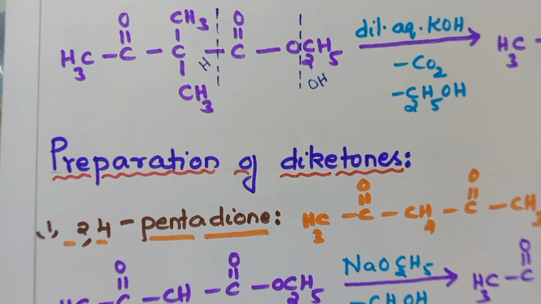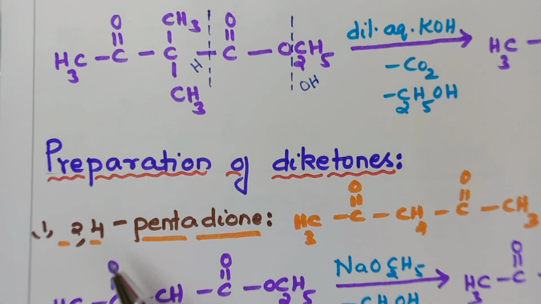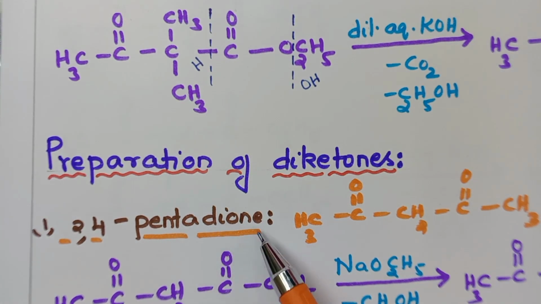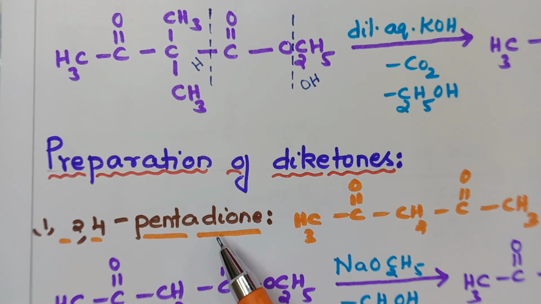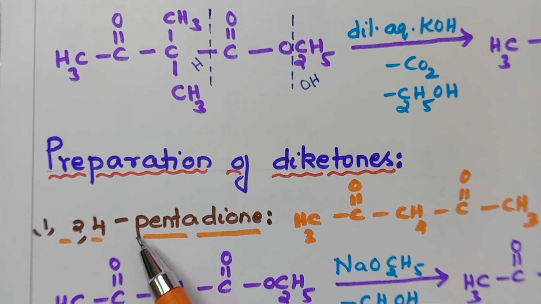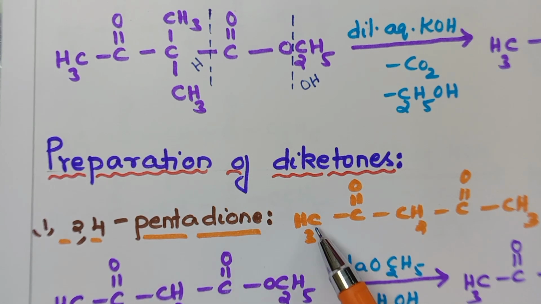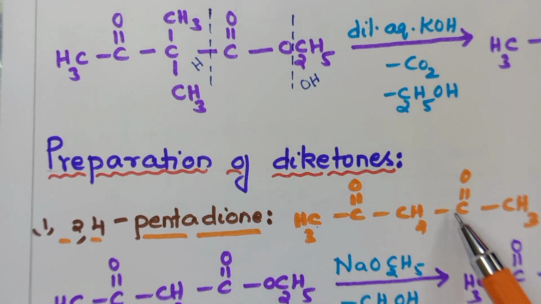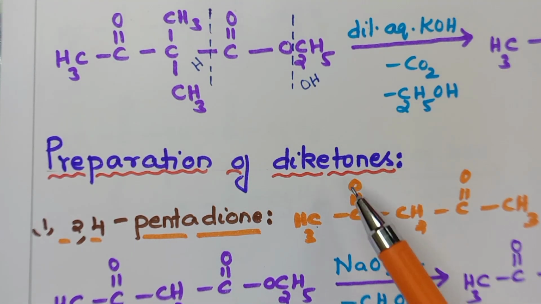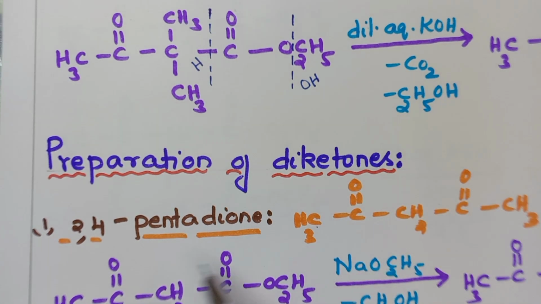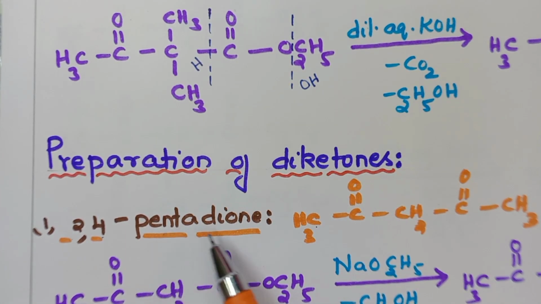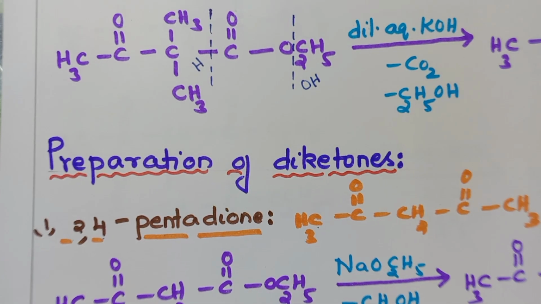So number 1, preparation of 2,4 pentadione. Okay, when there is only 1 C double bond O, we did not use di. As there are 2 C double bond O groups, we are using di. Why we are calling it as penta? Total how many carbons? 1, 2, 3, 4, 5. Okay, so numbering 1, 2, 3, 4, 5. Second carbon, fourth carbon, there is ketonic group. Hence, it is 2,4 pentadione. This is the way we name diketones.